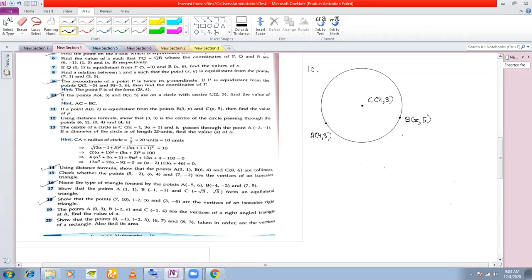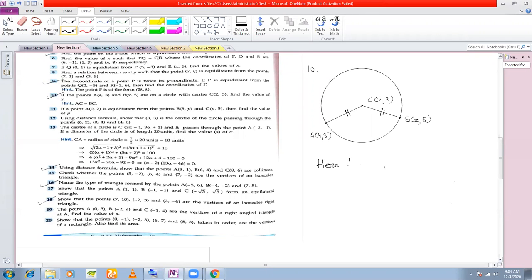Now this problem is very similar to the earlier problem. Why? Because see, if you join AC, you'll get a radius, right? And if you join BC, you'll also get a radius, right? So that means these two must be equal because they are the radii of the same circle. Therefore, distance AC must be equal to distance BC, and with the help of that, we can find out the value of x.